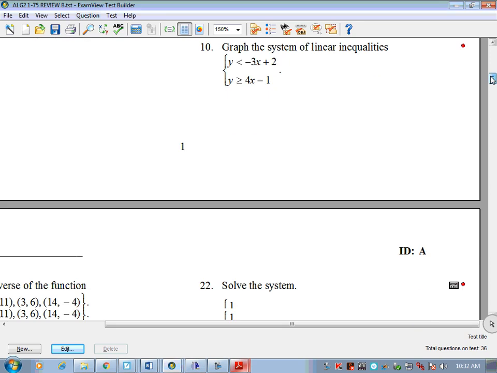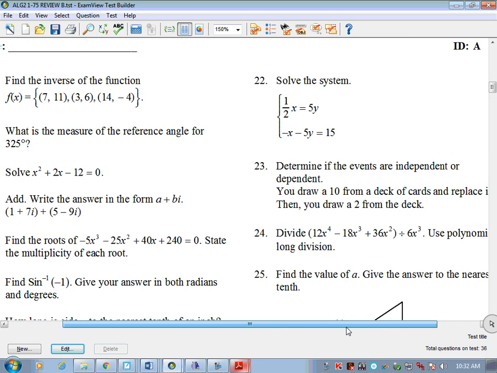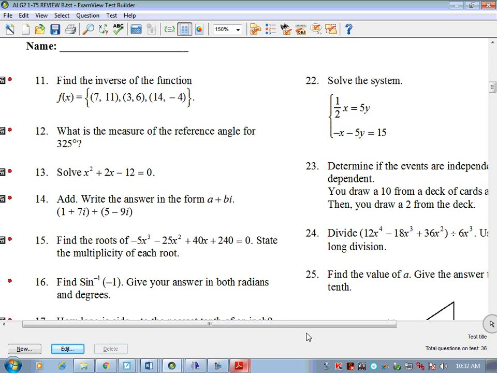All right, let's look at 11. Find the inverse of the function. What do I get there for my inverses? Flip the what? Flip the x and the y. So my inverses are (11, 7), (6, 3), (-4, 14). Is that the answer at the bottom? So I'd make a note for myself there.